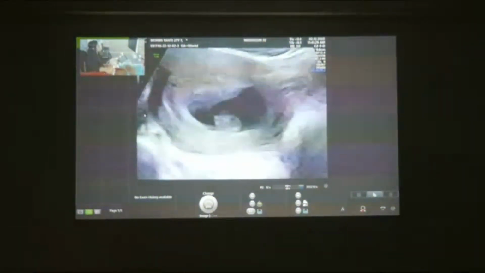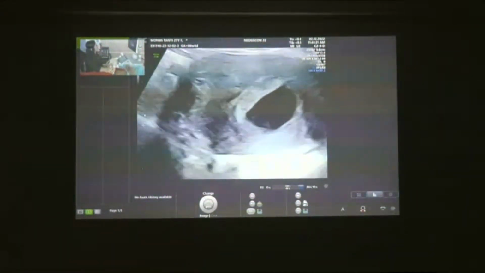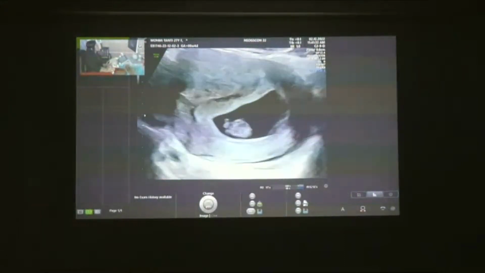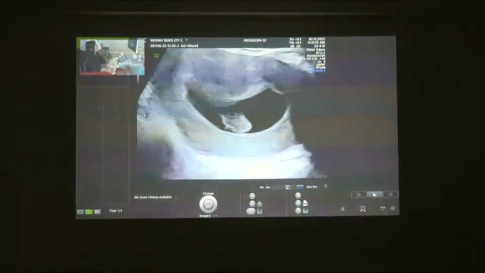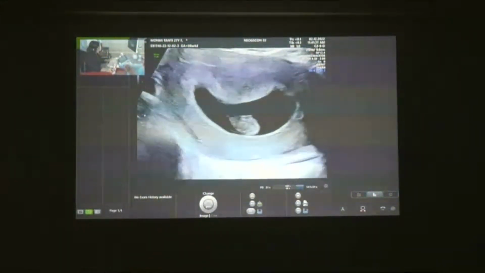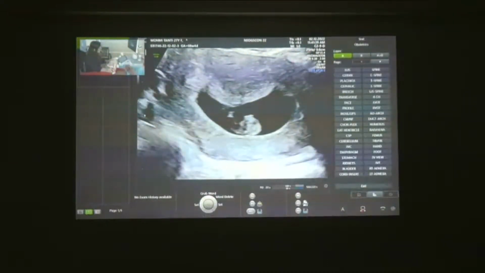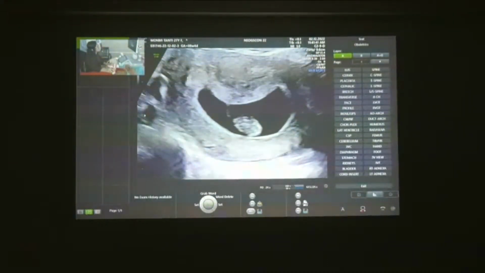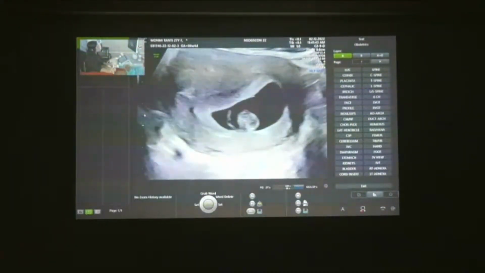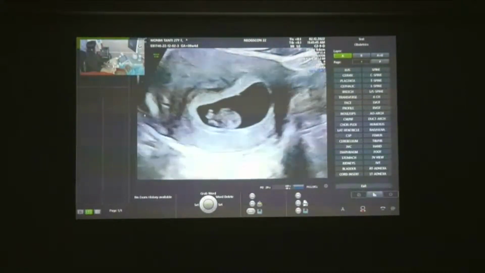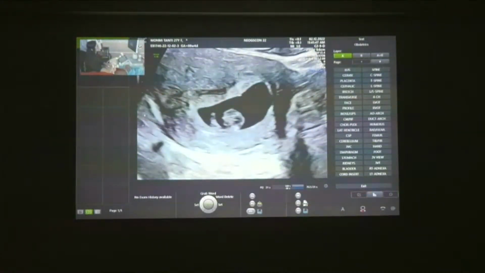Also, look for subchorionic hemorrhages, especially those more than 60 to 75 percent of the circumference. Then it carries a poor prognosis at times. So this is the developing placenta.